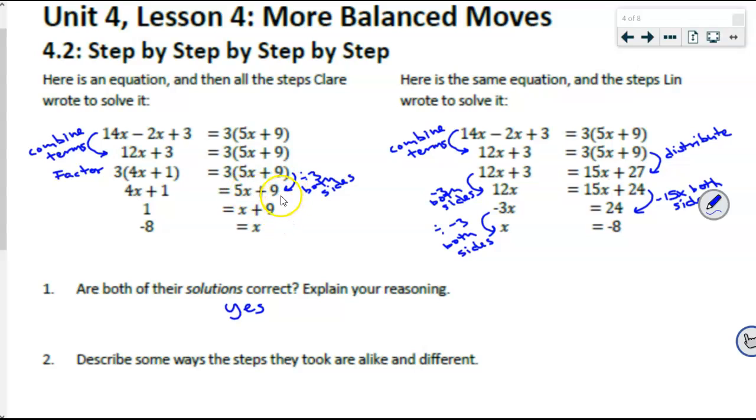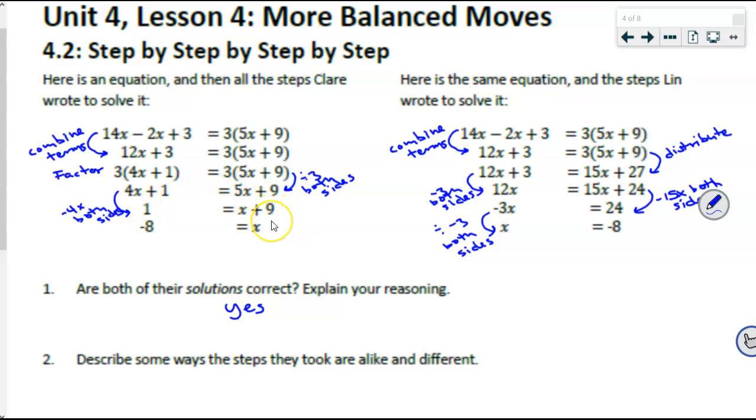What's the change going from that row to that row? What's happening here? Talk with your groups and you should know this. Look at it. See if you can figure it out. Emma. Yeah, they subtracted 4x from both sides. And now finally we have 1 equals x plus 9.